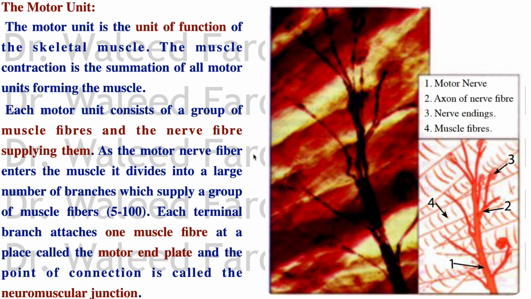Each motor unit consists of a group of muscle fibers and the nerve fibers supplying them. Please do not forget this. Group of muscle fibers and the nerve fibers supplying them. يبقى الفانكشنال unit مش بس muscle، لا دي muscle و nerve. Okay? As the motor nerve fiber enters the muscle, divides into a large number of branches, usually from 5 to 100. واحفظ الرقم ده. 5 to 100. يعني كل nerve fiber supplies 5 to 100 muscle fibers. Okay?